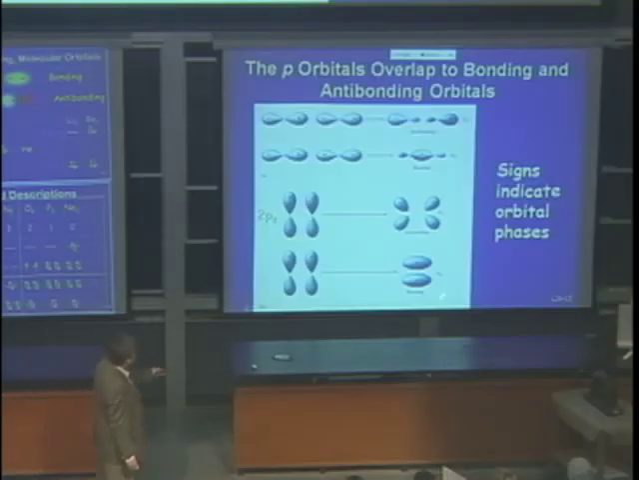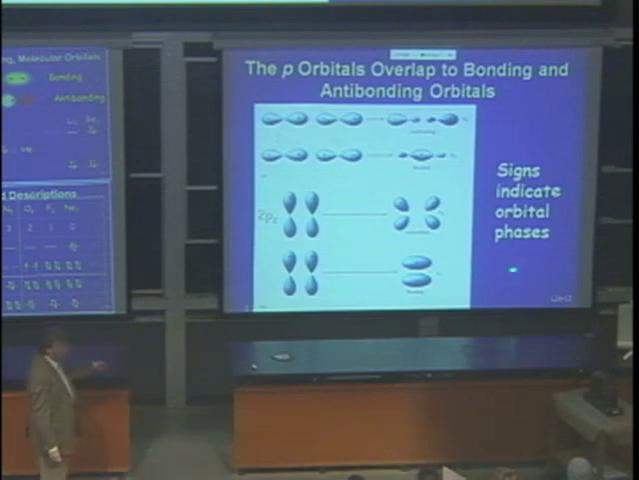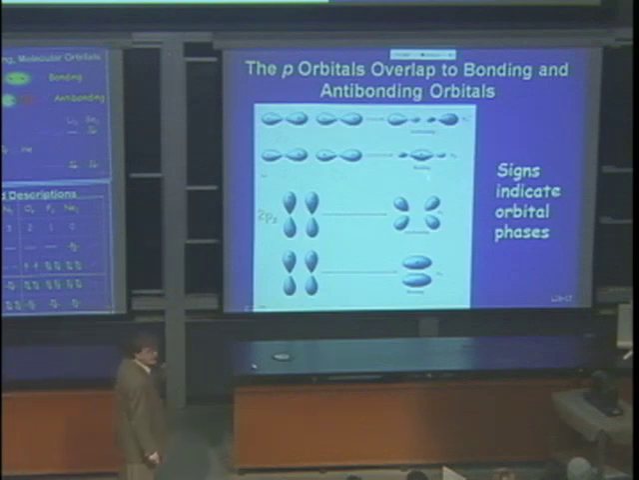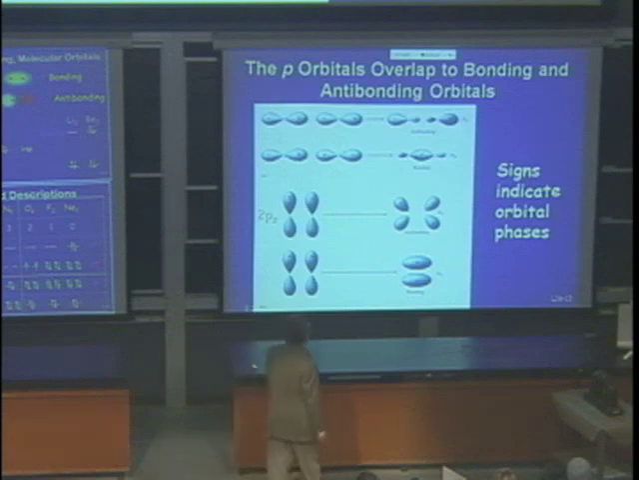So we have the bonding has one nodal plane, and the antibonding has 2 nodal planes. You see that? So high in energy. And then you have, again, the same thing for the px. So this would be the px bonding, and this would be the px antibonding. So I made these signs on there.